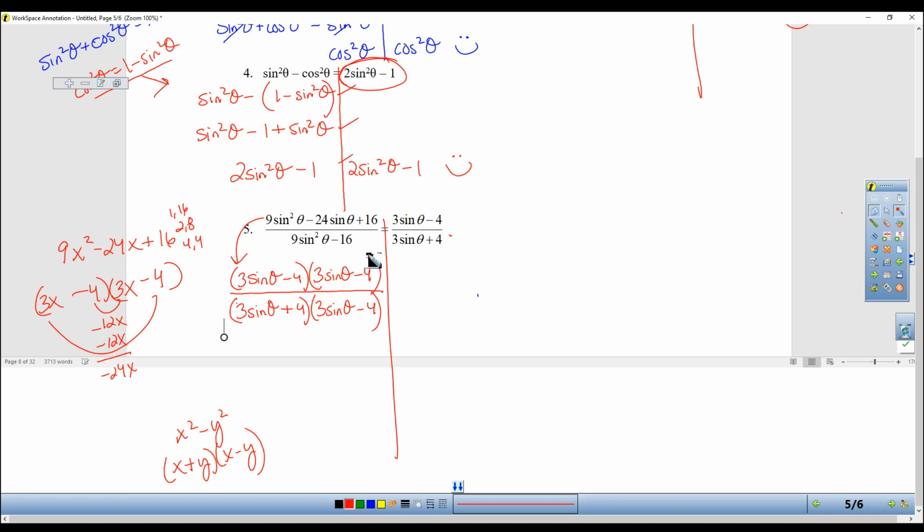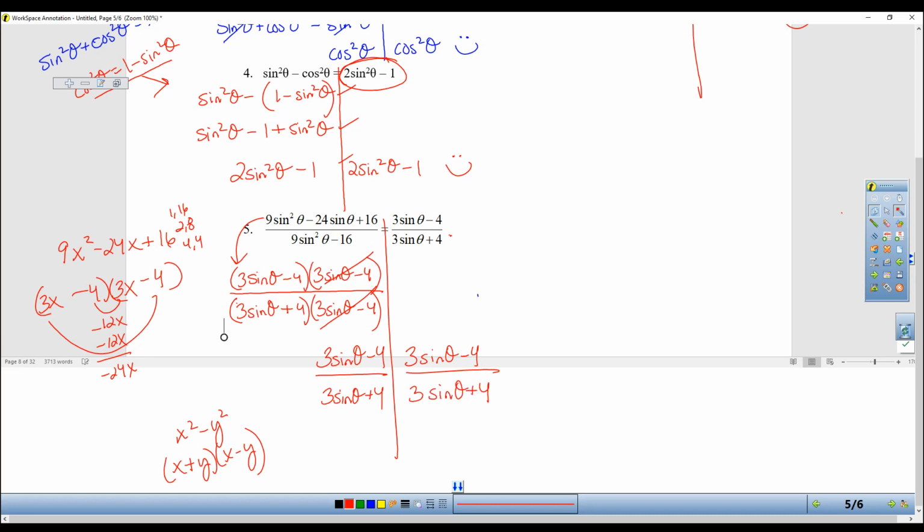So now I can cancel this, and then I write the final step. 3 sine theta minus 4 over 3 sine theta plus 4. And on this side, this one's a little bit annoying to rewrite the whole thing at the last step. Don't be lazy on me.